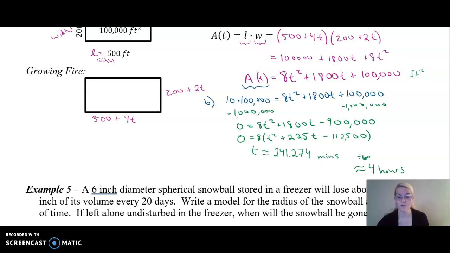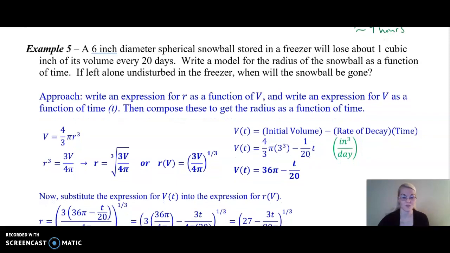So example 5, I will leave for you to read on your own. The solution is provided for you, but it's an example of composition.